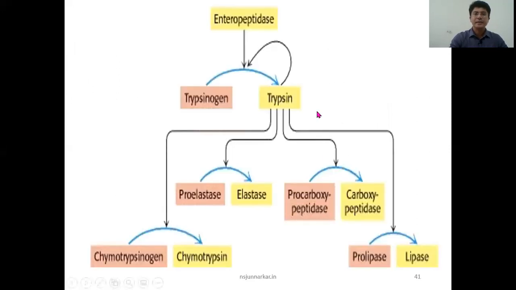You can see that several enzymes are present in inactive form and they are made active by the action of other enzymes. Enteropeptidase converts trypsinogen into trypsin. Trypsin in turn converts chymotrypsinogen into chymotrypsin. It converts proelastase into elastase, procarboxypeptidase into carboxypeptidase, and it also converts prolipase into lipase.